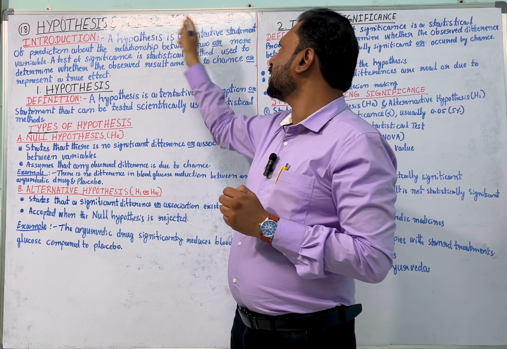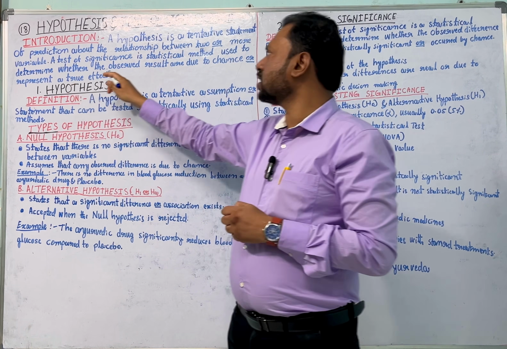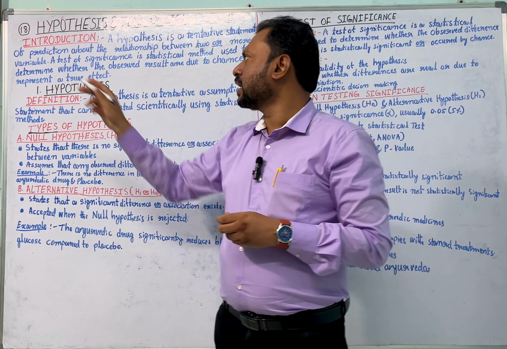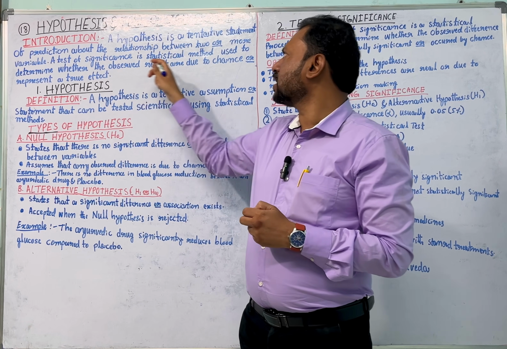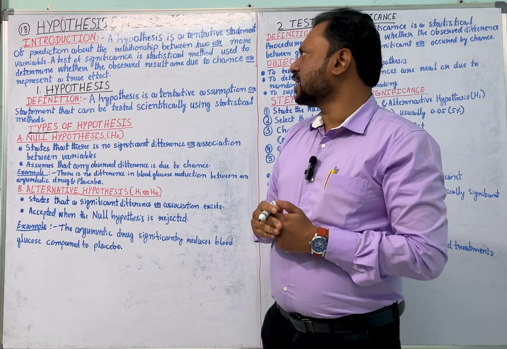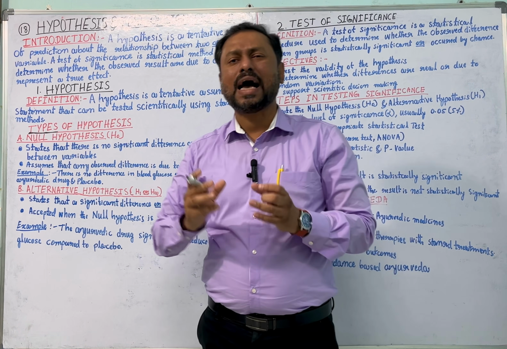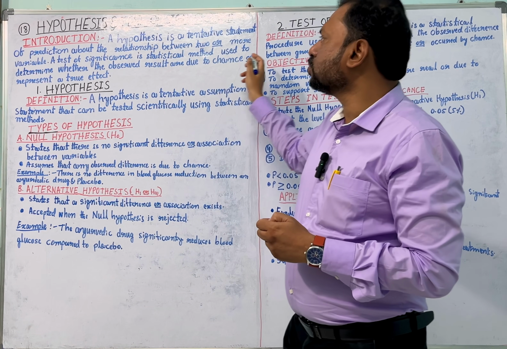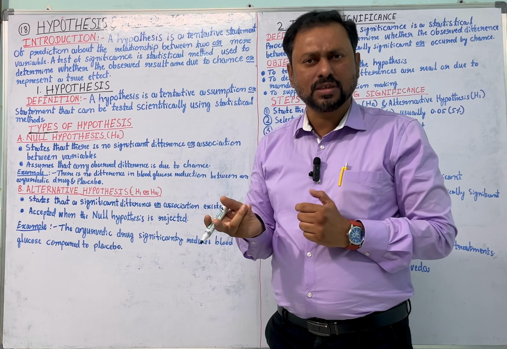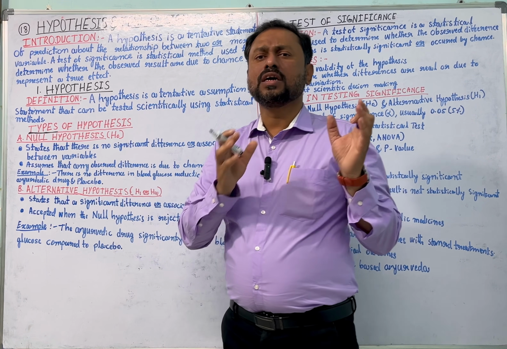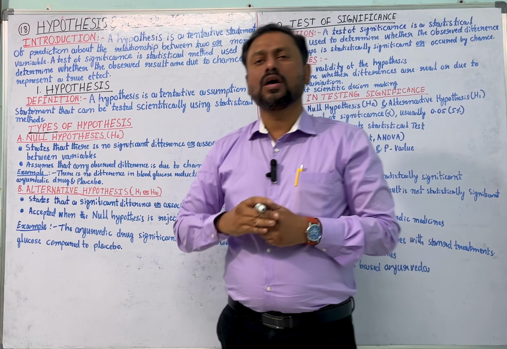The next term is the test of significance. Here, a test of significance is a statistical method used to determine whether the observed results are due to chance or represent a true effect. It means that whatever result has come, we use a mathematical as well as statistical method to find out whether the result came by chance, or else it is the effect of the drug, the true effect. That is called a test of significance.